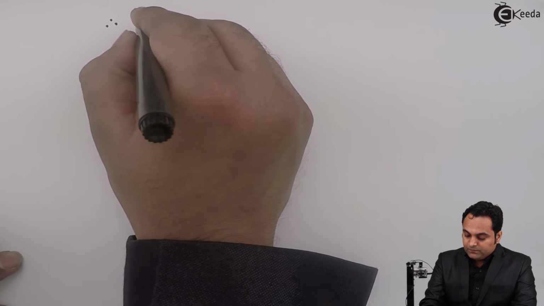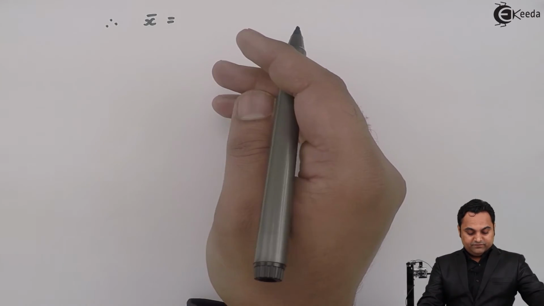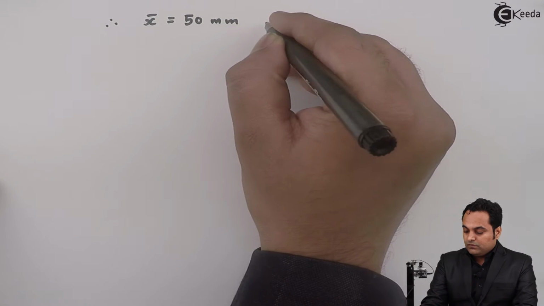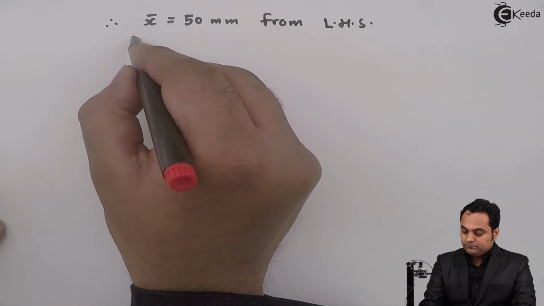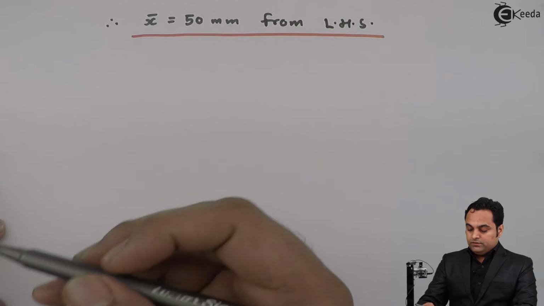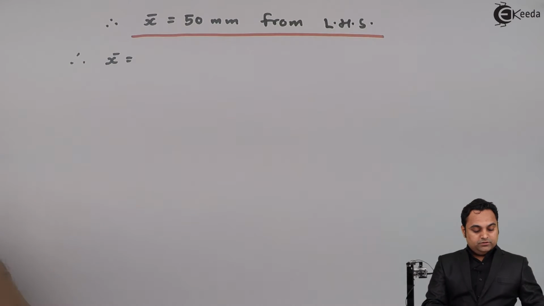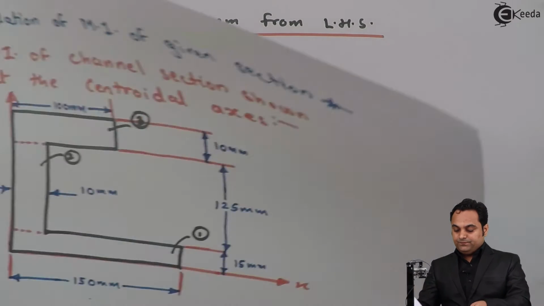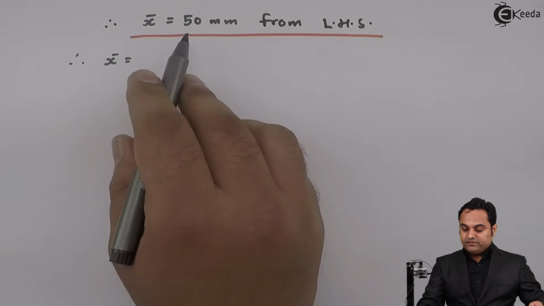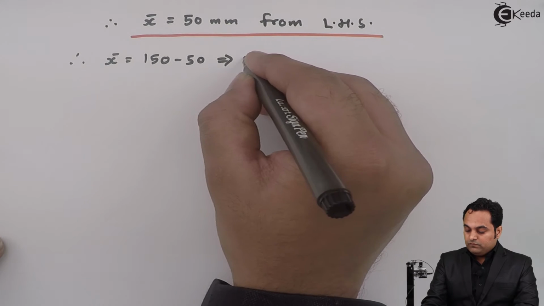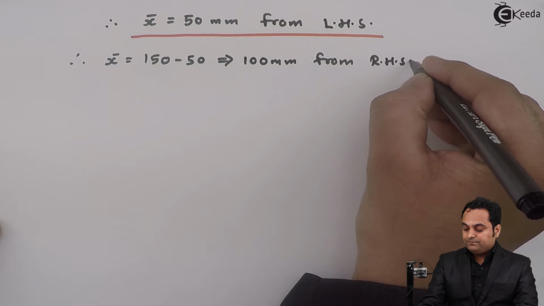Therefore x bar value comes out to be 50 mm from LHS, that is left hand side. Now I will even get x bar from the right hand side, so that will be the total width, if we see in the problem, is 150, that is from the origin. So from 150 we will subtract 50, that gives me 100 mm from RHS, right hand side.